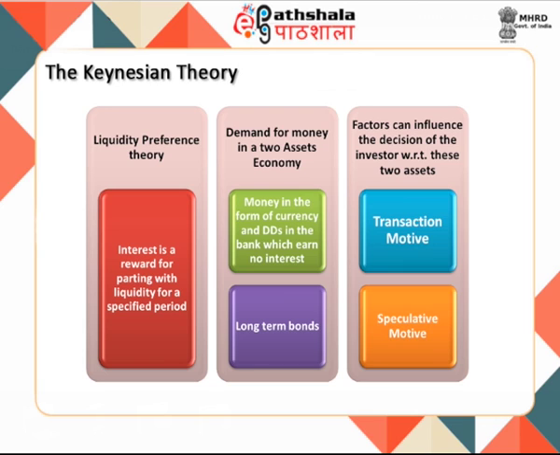First, the higher the level of nominal income in a two-asset economy, people would want to hold more money in their portfolio balance. This is because of the transactions motive. Second, the higher the nominal rate of interest, the lower the demand for money for speculative motive.